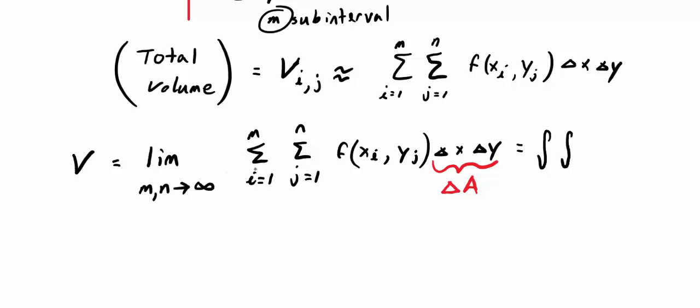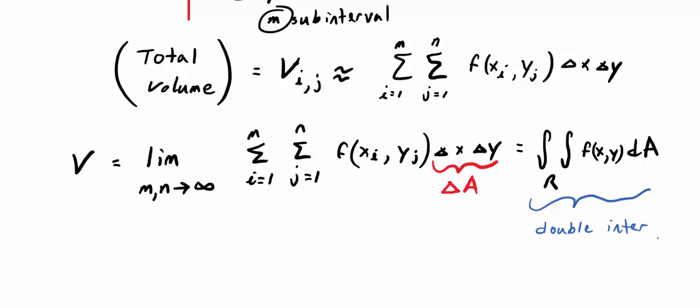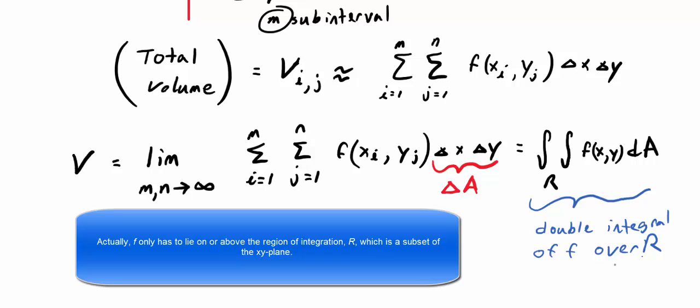Along with the double sum notation, it's a double integral over the region R of f of x, y, dA. So we would call this a double integral of f over R, assuming that this limit exists in the first place, okay? Now, if f is positive, this represents volume. If f doesn't all lie above the xy plane, then it doesn't represent volume. We still say, if this limit exists, we still say the integral exists.